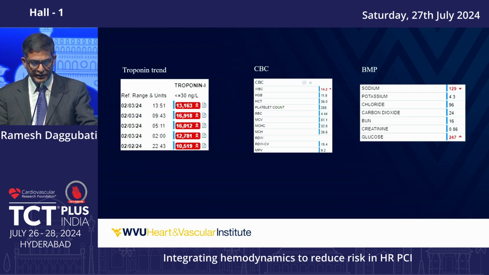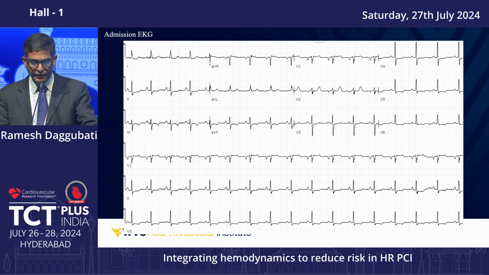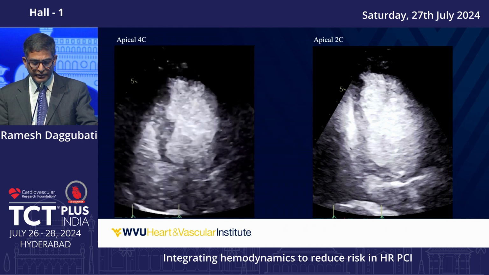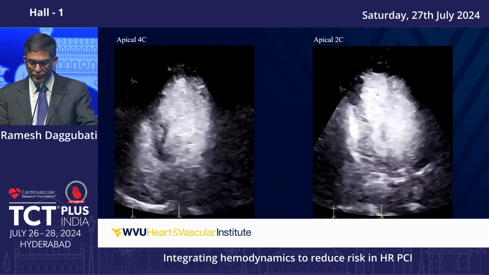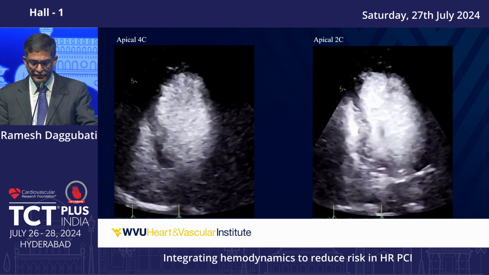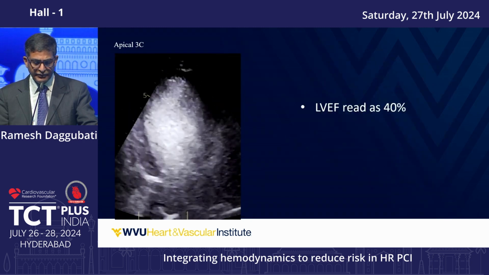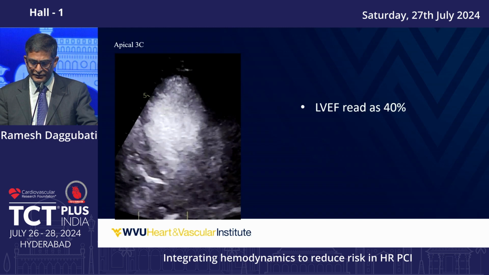Troponins peaked at around 16,000. As you can see, the creatinine is okay, 0.86, with hyperglycemia and hyponatremia. This is the admission ECG, which shows inferior T wave inversions as well as lateral ST depressions. An echocardiogram was done, which shows some wall motion abnormalities in the anterior wall region, and ejection fraction was read as around 40%.